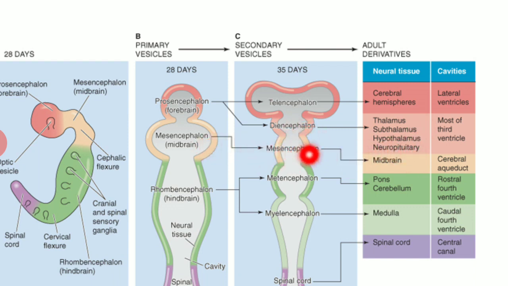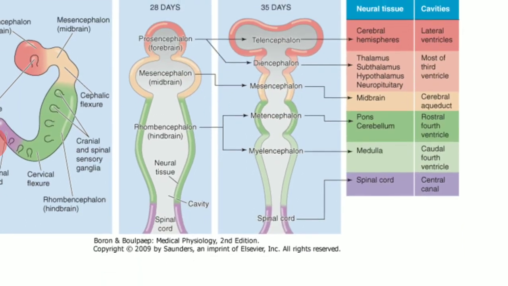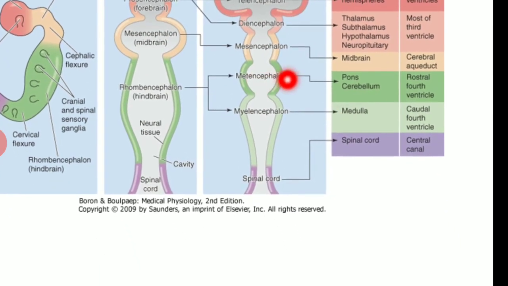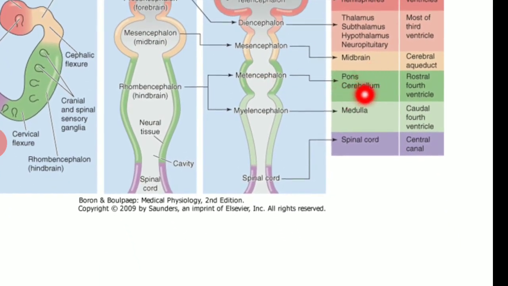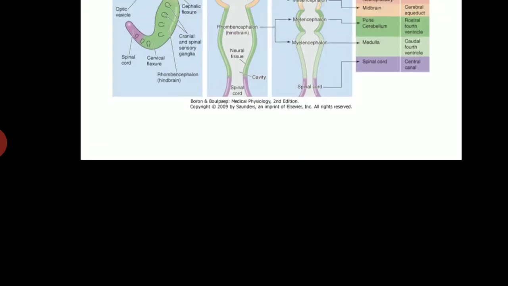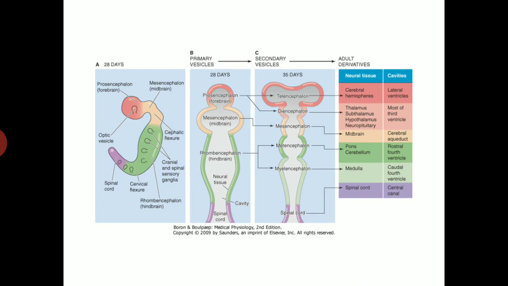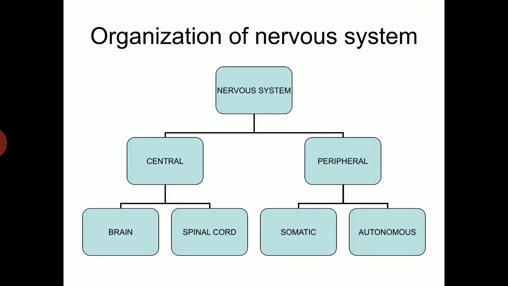From mesencephalon there is a formation of midbrain. From metencephalon there is a formation of pons and cerebellum. From myelencephalon there is a formation of medulla. And last, formation of spinal cord. So this is primary and secondary vesicles.